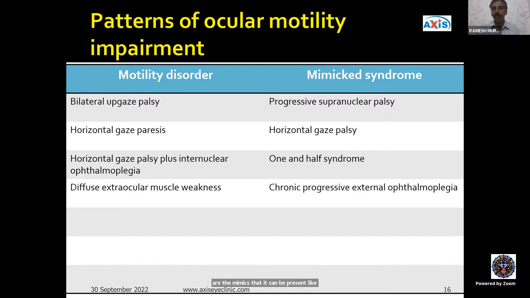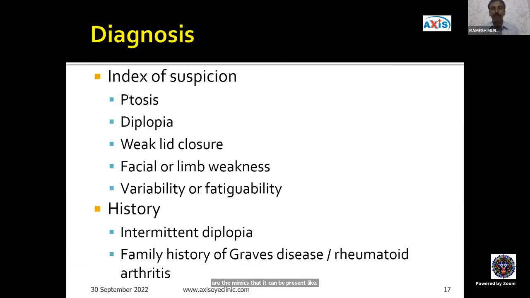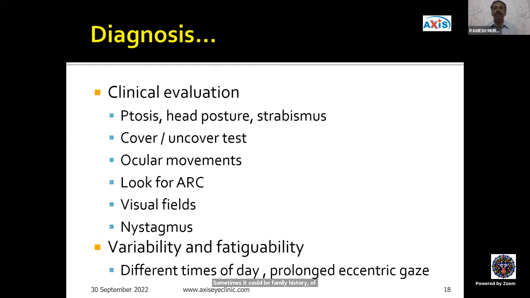So we should have a high degree of suspicion of myasthenia in the back of our mind. When should we have a high index of suspicion? If there is ptosis, diplopia, weak lid closure, facial or limb weakness, variability or fatigability. In the history, the patient may give a history of intermittent diplopia and ptosis. Sometimes there could be a family history of Graves' disease or rheumatoid arthritis. When we evaluate the patient, we look at the ptosis, whether it is variable, the head posture, the kind of strabismus he may have, which may be variable. We do a cover-uncover test, look at the ocular movements, look for ARC, visual fields, nystagmus.